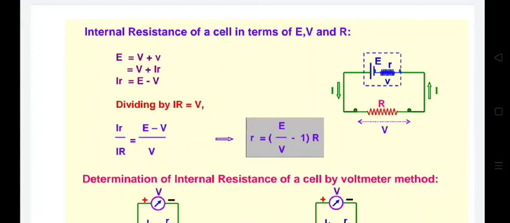That is a relationship between the internal resistance, EMF, voltage and external resistance. A very important relationship. This formula r is equal to E upon V minus 1 in whole bracket R is a very important relation, because it gives out a relation between the terminal voltage, EMF of the cell, internal resistance, external resistance. There is no current involved in this formula. Then we have another important points.